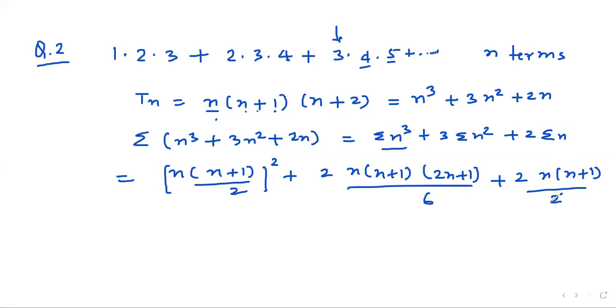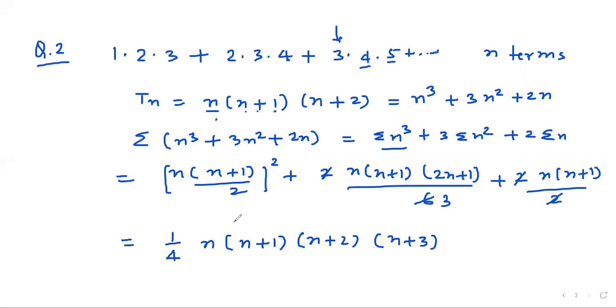Now we can cancel the 3, and this will become n square into n plus 1 whole square divided by 4. So we can simplify it by taking the LCM. So finally we will get 1 by 4 n into n plus 1 into n plus 2 into n plus 3. And that is your work. You have to solve it and check whether this is the correct answer or not.